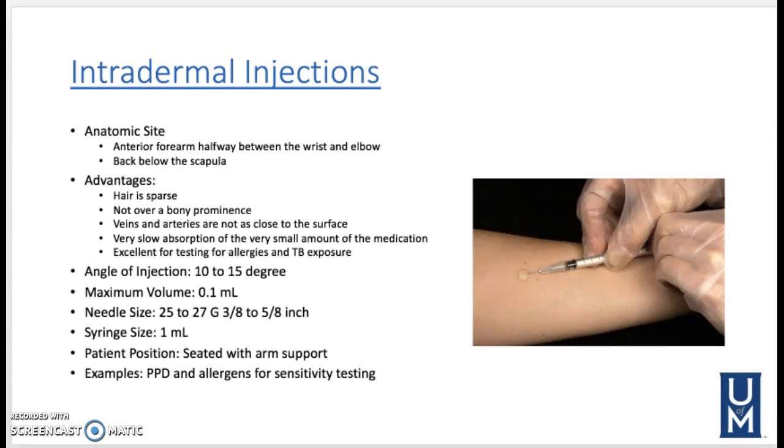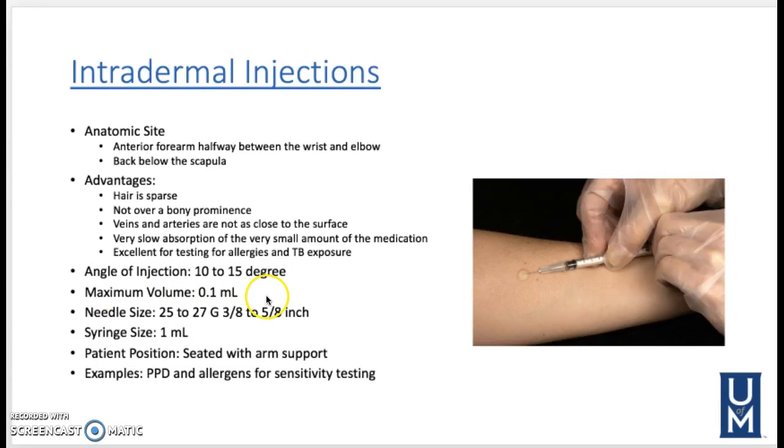And here, when we give intradermal injections, the angle of injection is going to be 10 to 15 degrees. So we'll see here, that angle between the arm and how she's actually injecting is very, very small. So it's not like she's coming in from way up here and going straight in. There's a very slight angle to how she's injecting this medication.